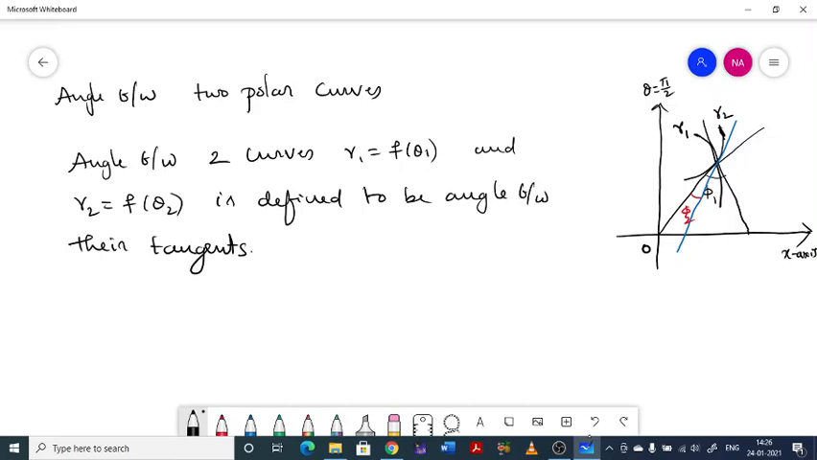So in case of straight lines you can compute the angle easily. So then we will take the angle of those two tangents.